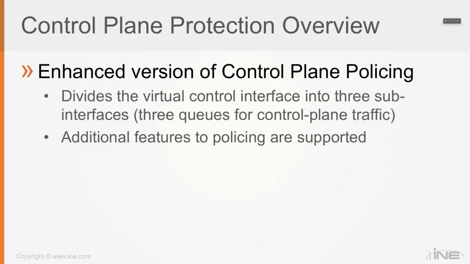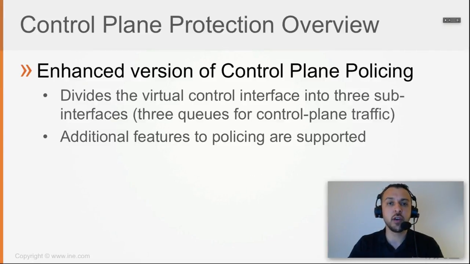So, control plane protection, as I said, is nothing else but an enhanced version of control plane policing, which means it's going to be a smarter way of doing policing to begin with. Because control plane protection divides that virtual control plane interface into 3 sub-interfaces. So it's going to be 3 different queues for control plane traffic. We're going to divide the control plane traffic and the management plane traffic destined to the router or initiated by the router into 3 different types of traffic, so we're going to be able to control independently each of those 3 traffic types.